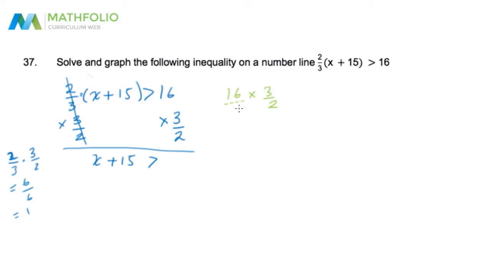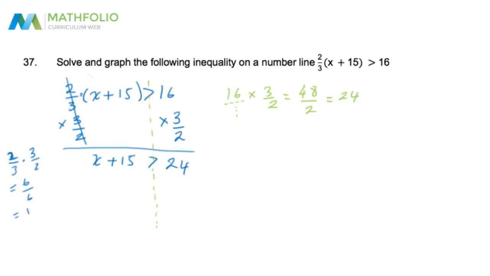And so the 16 can be written as 16/1. 3 16s are going to be 48. 1 times 2 is 2. So this equals 24. 48 divided by 2 is half of 48. That gives us 24. So I'm just going to put my 24 in there. Now notice that this isn't an equation. This is an inequality, but we can still put the dotted line as though we were solving a two-step equation.